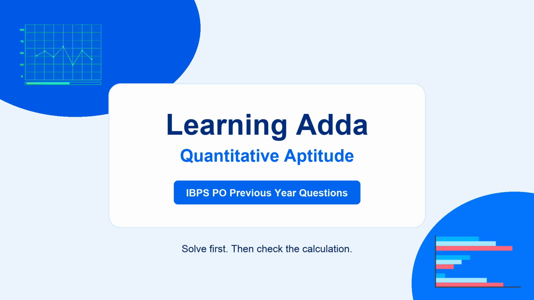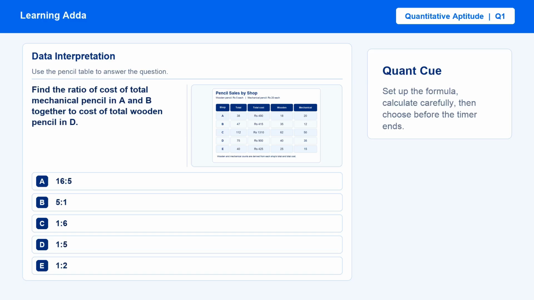Let's jump in. Question 1. Find the ratio of cost of total mechanical pencil in A and B together to cost of total wooden pencil in D. Option A 16:5. Option B 5:1. Option C 1:6. Option D 1:5. Option E 1:2. The timer starts now.